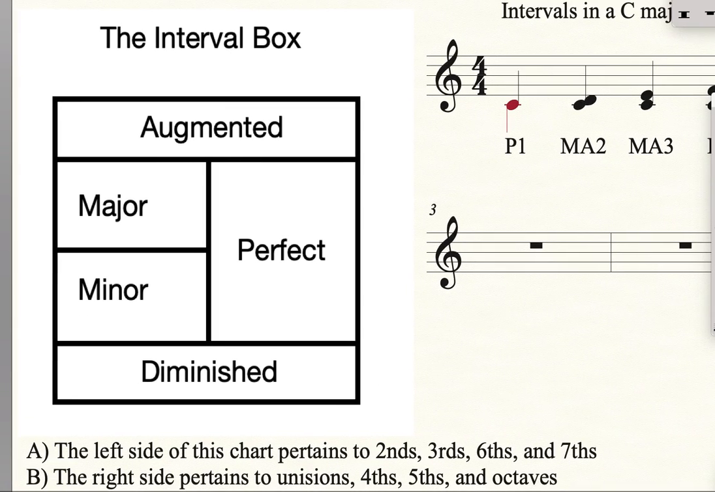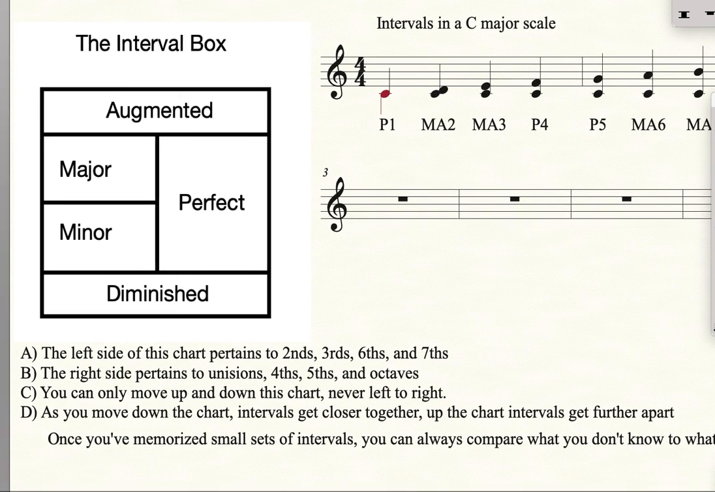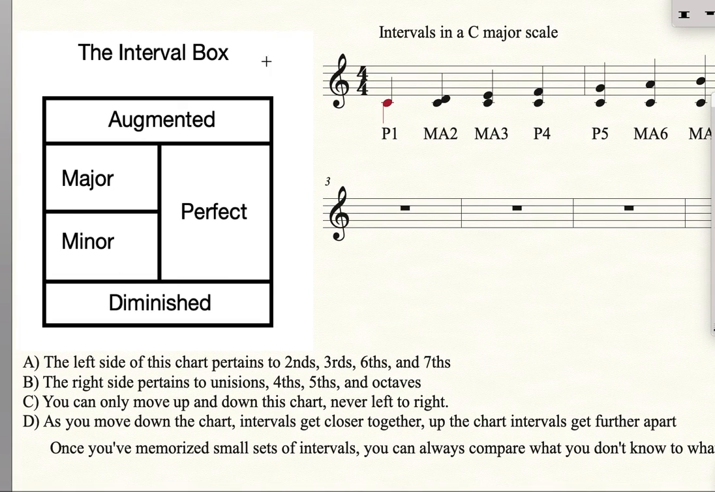The interval box is essential in understanding this. So the interval box is a diagram that helps us visualize similar intervals. Now, the way this is laid out, the left side of the interval box pertains to seconds, thirds, sixths, and sevenths. Those types of intervals can only be major, minor, augmented, or diminished. You can never have a perfect second, third, sixth, or seventh. And then the right side of the chart only pertains to unisons, fourths, fifths, and octaves. You can never have a major or minor unison, fourth, fifth, or octave.